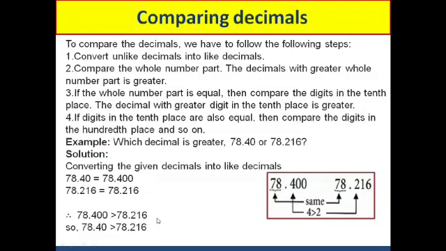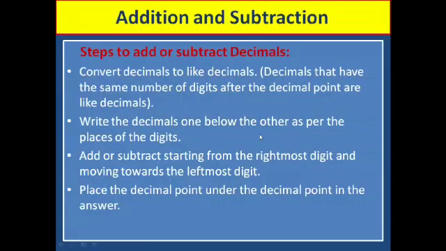Now, let's understand addition and subtraction of decimals. The steps to add or subtract decimals are almost the same. First of all, we'll convert decimals to like decimals. Then you write the decimals one below the other as per the place values. Then you add or subtract starting from the rightmost digit and move towards the leftmost digit. And then you have to place the decimal point under the decimal point in the answer. It will be more clear with the help of an example. So let's move on to the example.